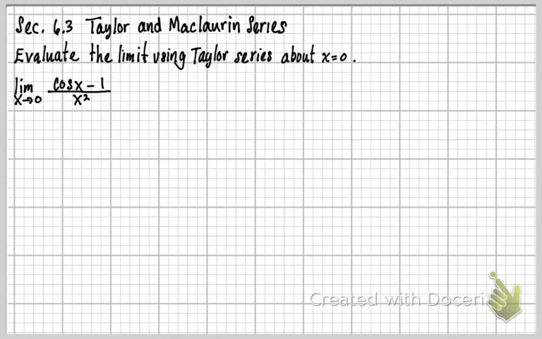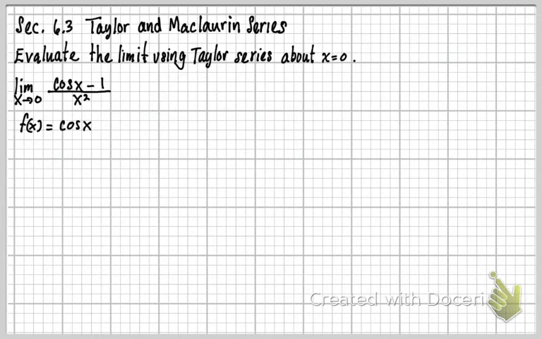So now this problem says evaluate the limit using the Taylor series about x equals 0. So the limit here is cosine of x minus 1 over x squared as x goes to 0. Now again, we have to use a Taylor series here. So first I have to understand what the Taylor series of cosine is. And if you're not sure, what does that mean then? That means I have to go through a ton of derivatives.